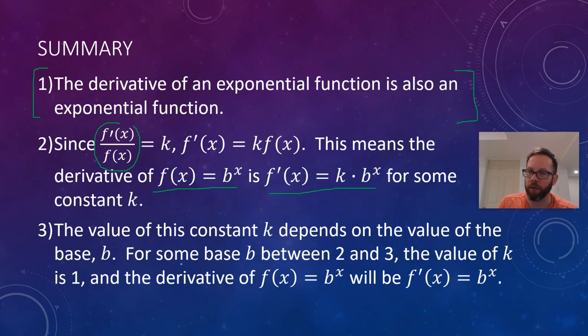And what we saw is that for some base b between 2 and 3, the graphs of the function and its derivative are going to cross each other, and they'll be the same graph. The value of k will be 1. They'll be the exact same. The derivative of b to the power of x will be b to the power of x. And the second derivative will be b to the power of x. And the third, which is really cool.